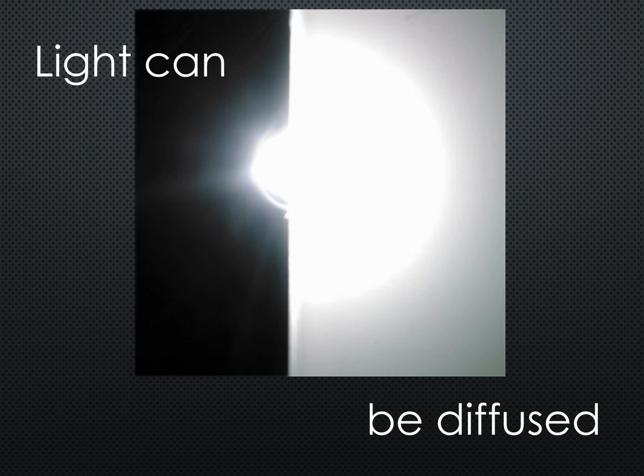Light can be diffused. Now here's a process that combines transmission and scattering. That is, the light enters the diffusion material and it bounces around in there and softens. Scatters.